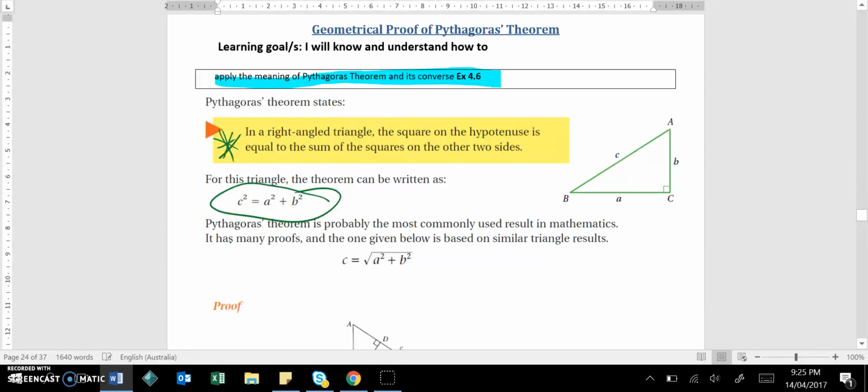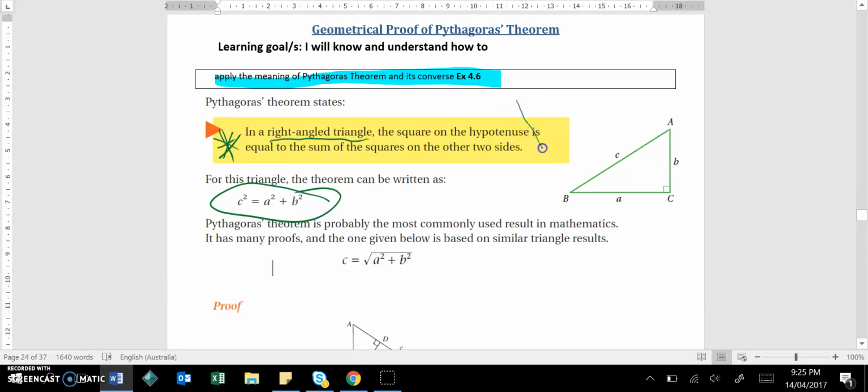Everybody knows the rule and that's cool, but it's really important that you understand that Pythagoras' theorem only works in right-angled triangles. And it's basically saying the square on the hypotenuse is equal to the sum of the squares on the other two sides.